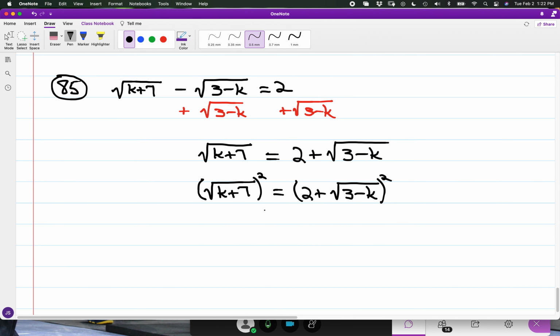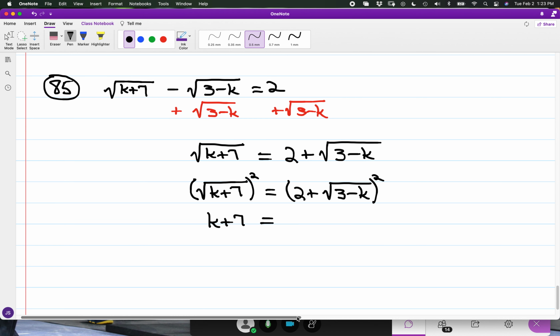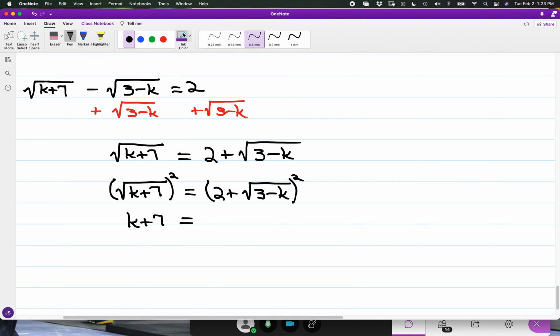So we have the square root of k plus 7 squared. Again, the exponent will undo the square root, so k plus 7 is going to be freed up. Now I'm still going to have radical remnants once I square 2 plus the square root of 3 minus k. This will translate out to 2 plus the square root of 3 minus k times itself.